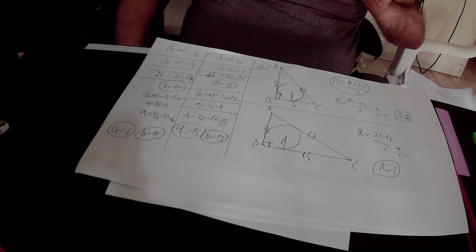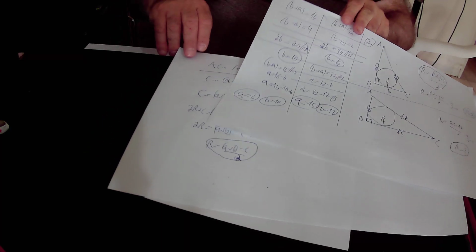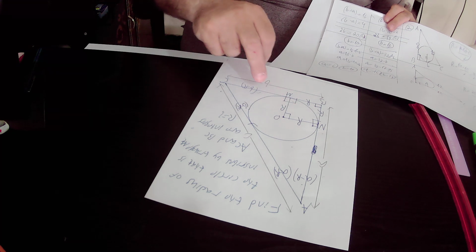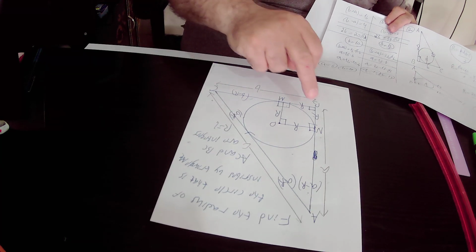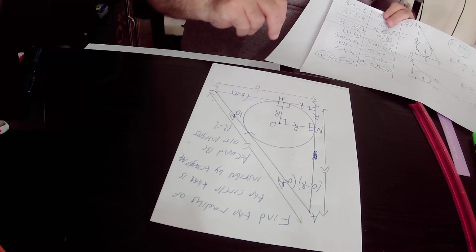So, in conclusion, we found out that we have two answers to this question. The radius of this circle that is inscribed by the right triangle ABC will be equal to either 2 units or 3 units. We finished with the first question. Then I presented to you the second question, and we solved the second question in two different methods.